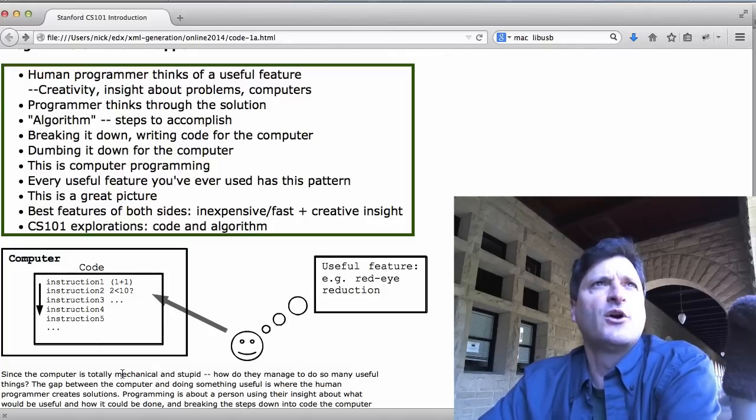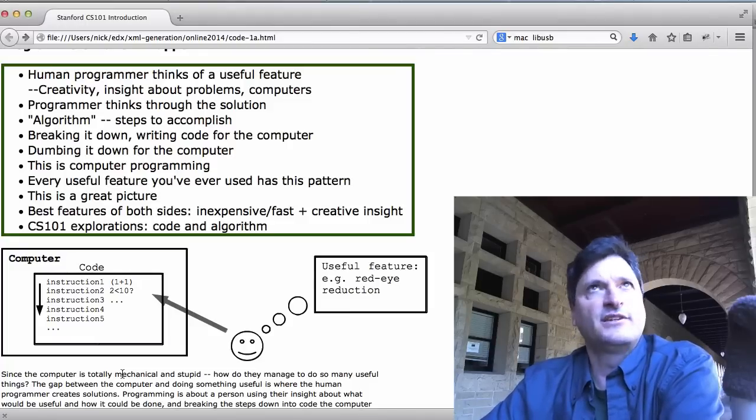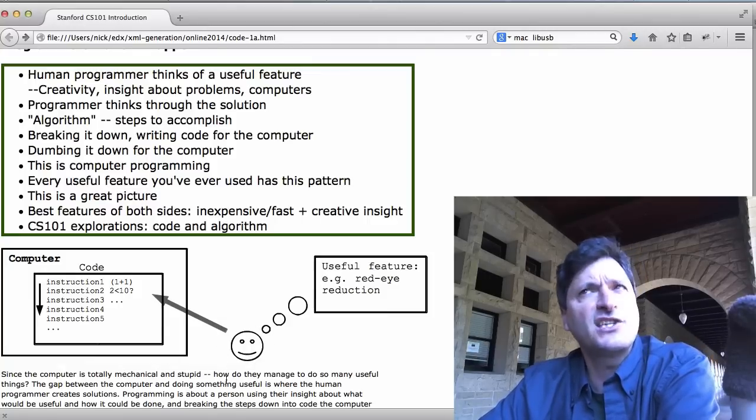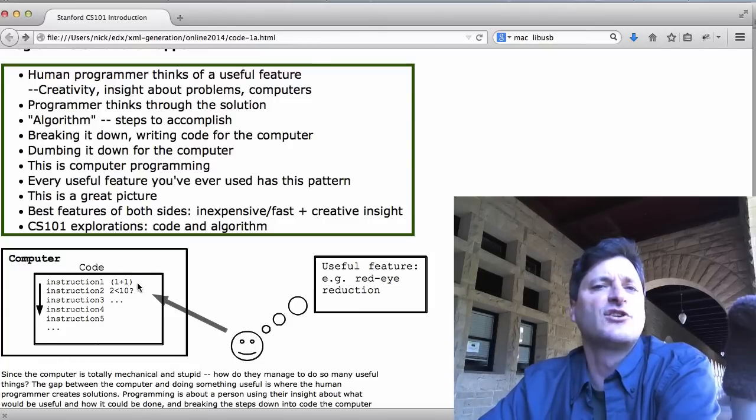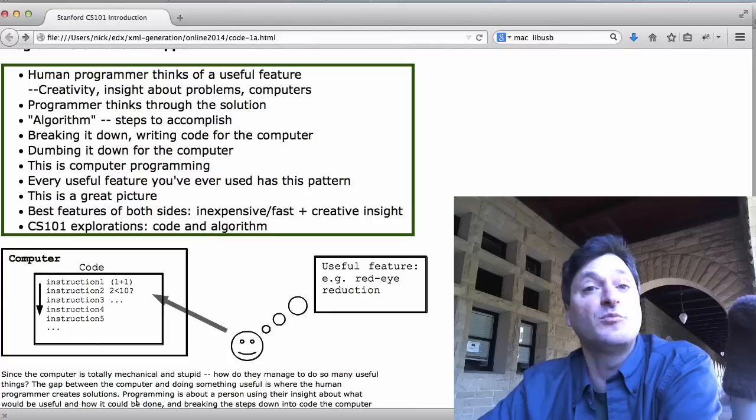And so whenever you've used email or SMS or whatever, some useful feature on the computer, it's because there was a person that had the insight, oh, we should do that, and then the person structured it, sort of broke it down for the computer so that ultimately the computer could do it.